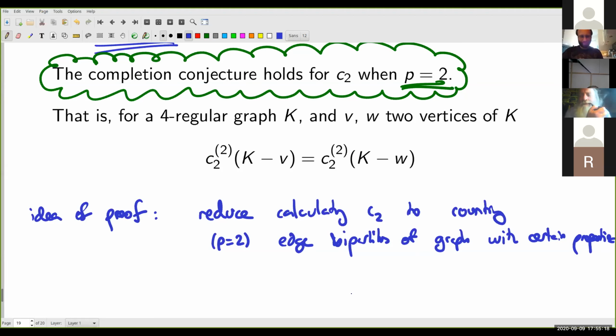And what do we need? We need to count modulo 2. So what do we need to know? To know that the sets for the two sides have the same parity of the counts.